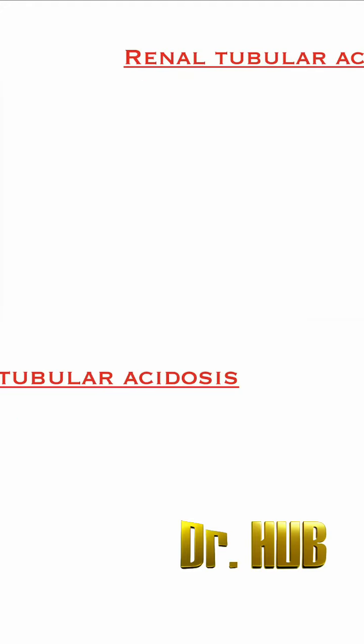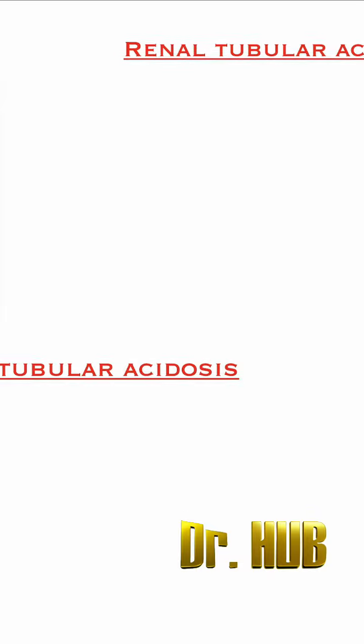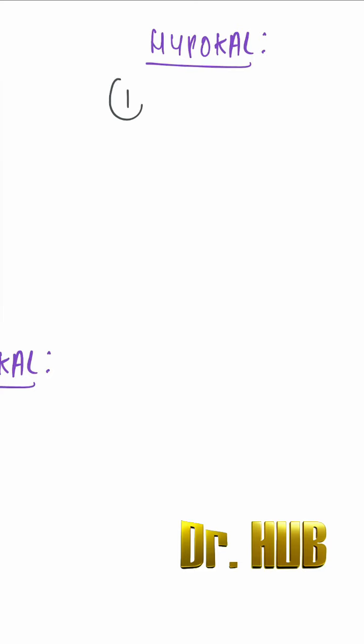RTA, that is renal tubular acidosis. Now let's look at its characteristics. First we move on to the hypokalemic RTA, renal tubular acidosis. So let's look at the hypokalemic variety. In the hypokalemic variety, there are again two varieties, that is type 1 and type 2. Now let's look at type 1.